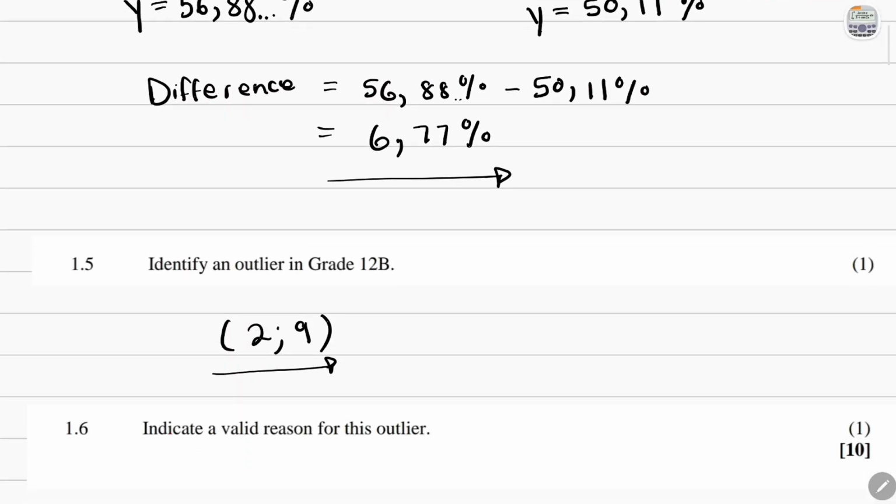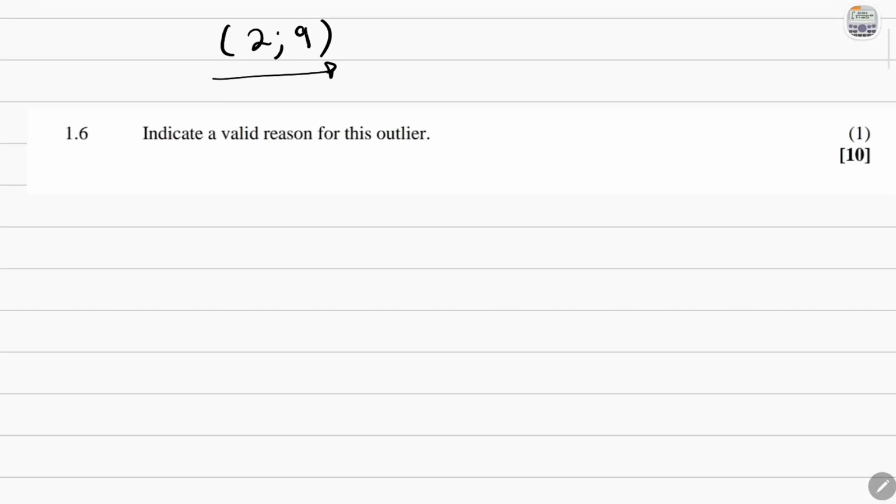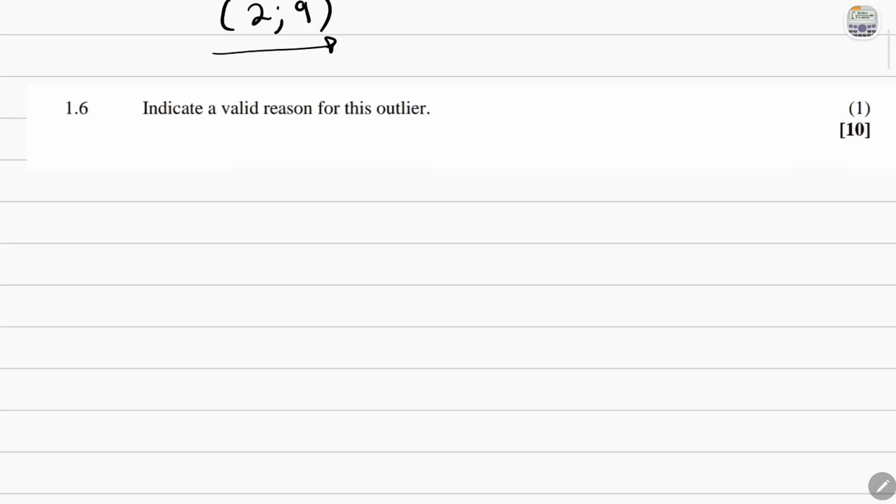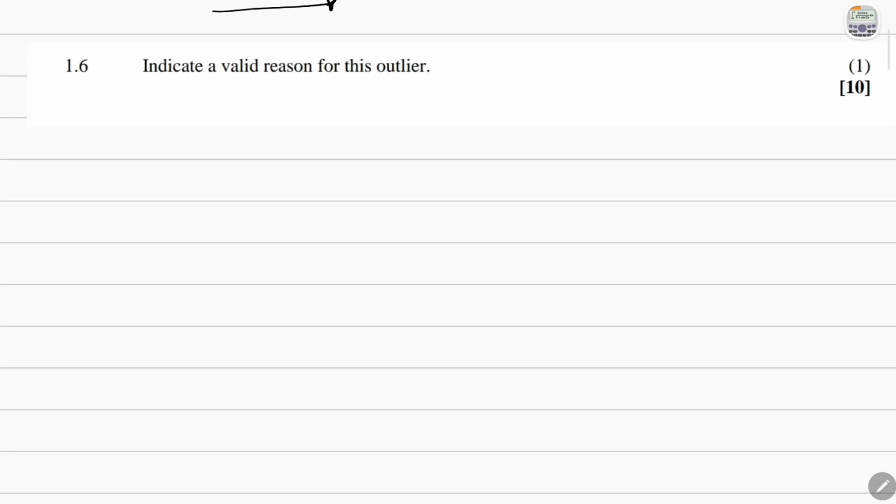I don't know. It was their first Zoom meeting. Maybe nobody charged the devices. You could just give any valid reason for this. It's more based on opinion, and as long as it's logical and reasonable, they will accept it.